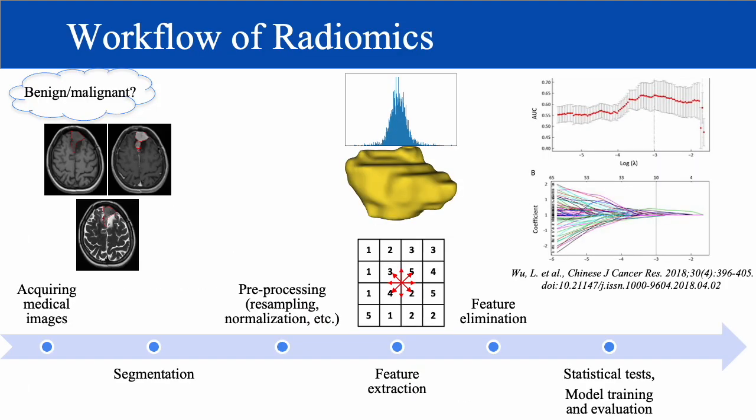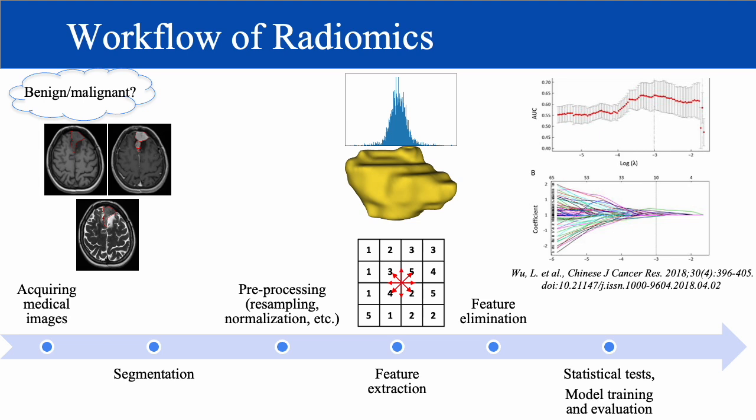This is a generic workflow of radiomics. As an example, we try to predict whether this tumor is benign or malignant based on multi-contrast MRI data. Then we must gather imaging data and delineate the tumor boundaries. To minimize any inter- and intra-patient variabilities, preprocessing steps are applied, such as spatial resampling and intensity normalization. Then we can extract radiomics features consisting of intensity, shape, and texture-based features.